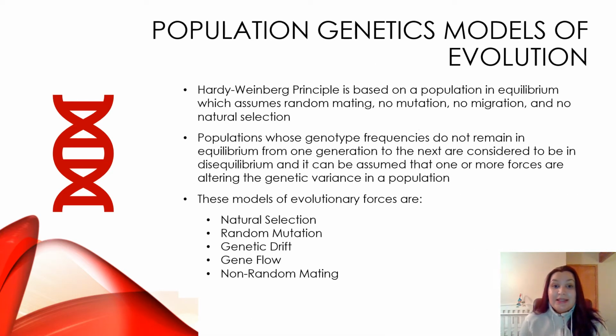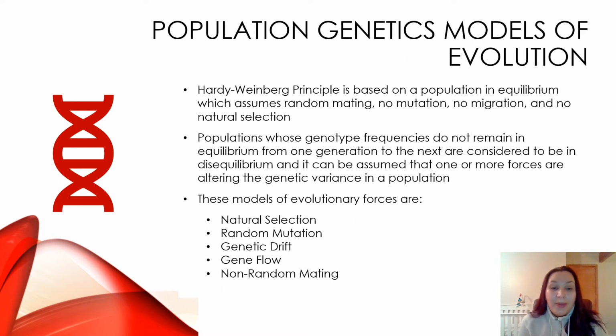But this principle comes with one big giant caveat. It is based on a population in equilibrium, which assumes that there is random mating, no mutation, no migration, and no natural selection. So you might wonder, what's the use of this? So it's useful in evaluating the equilibrium of genotype frequencies.